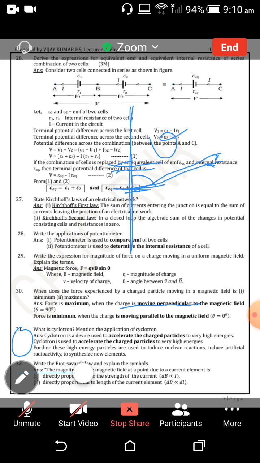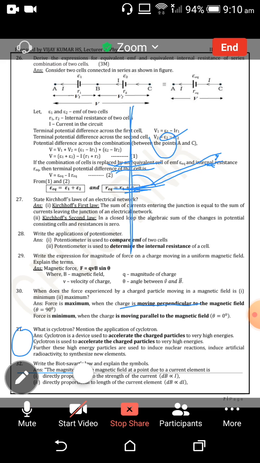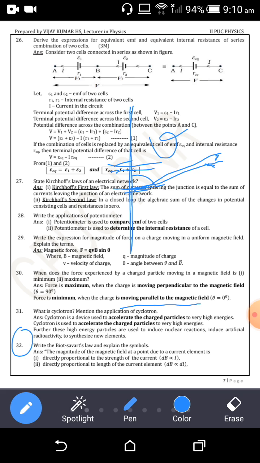Okay, the first one is directly proportional to the strength of the current. So if the current flowing through the conductor is more, obviously the magnetic field at this point will be more. Next is directly proportional to the length of the current element.